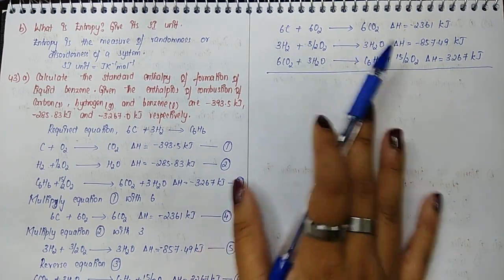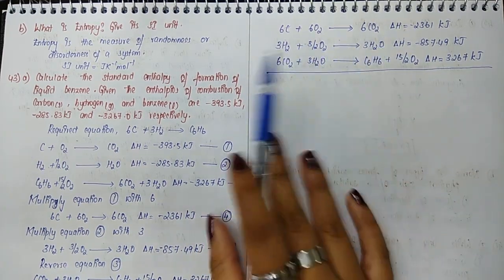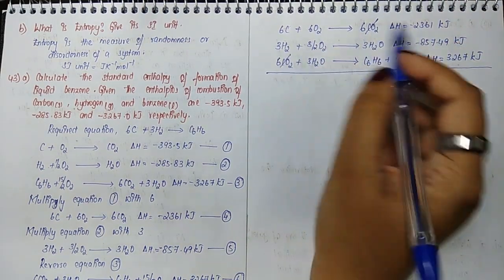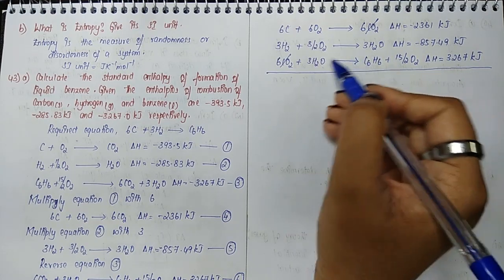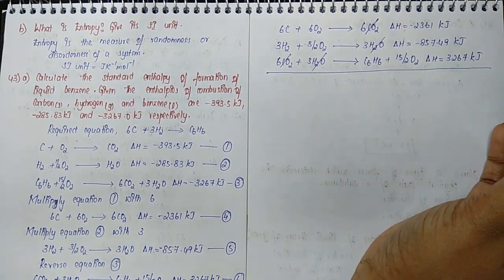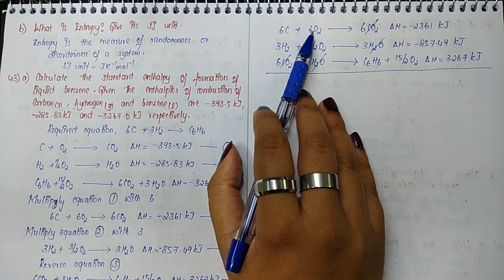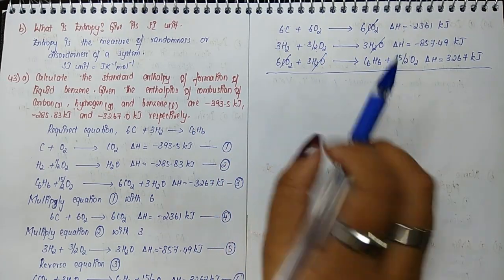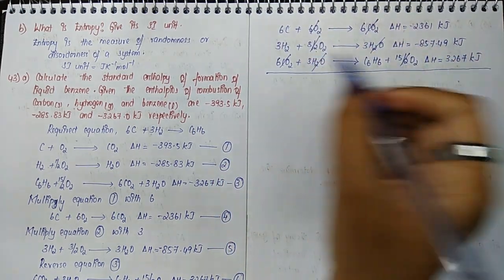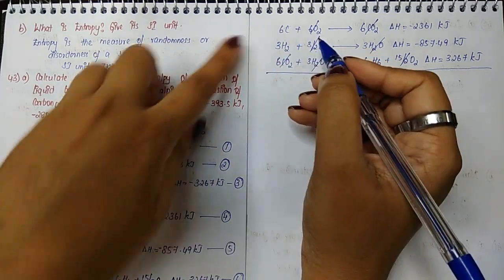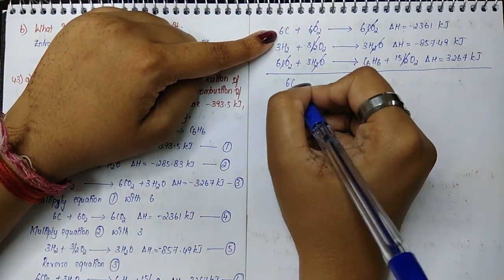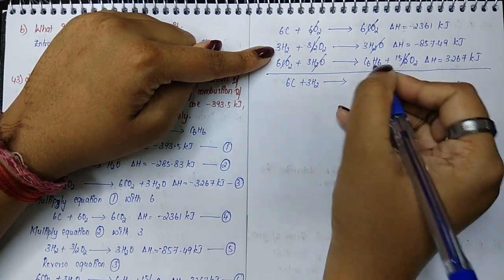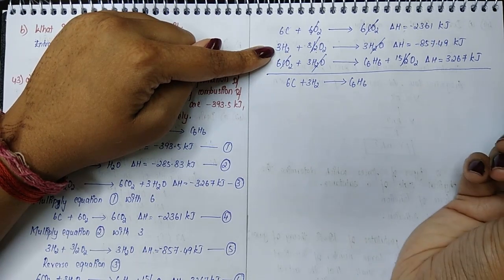Now whatever is in the reactant and product side, if you have common terms, just cancel them out. So here we have 6CO2 on the product side and 6CO2 on the left hand side, so we are cancelling that. 3H2O on the product side, 3H2O on the reactant side, let's cancel that out. When we add 6O2 and 3 by 2 O2, the addition of this fraction gives you 15 by 2 O2, so let's cancel that out. What you're left with is, on the reactant side, 6 carbon, plus 3H2, giving, on the product side, C6H6.